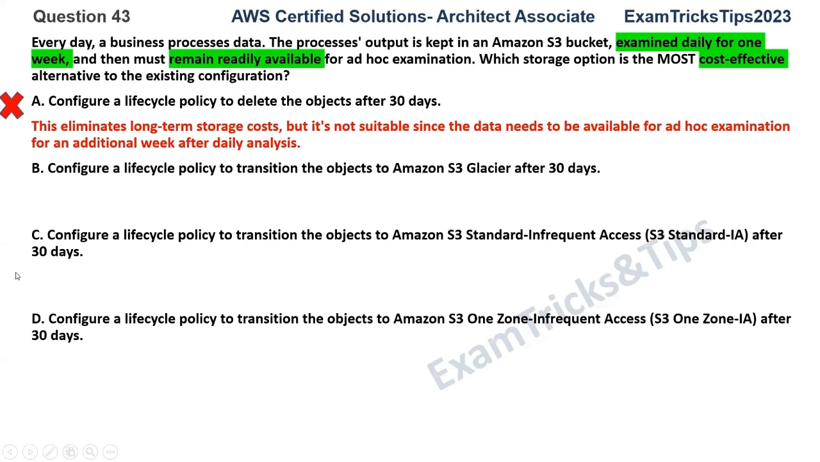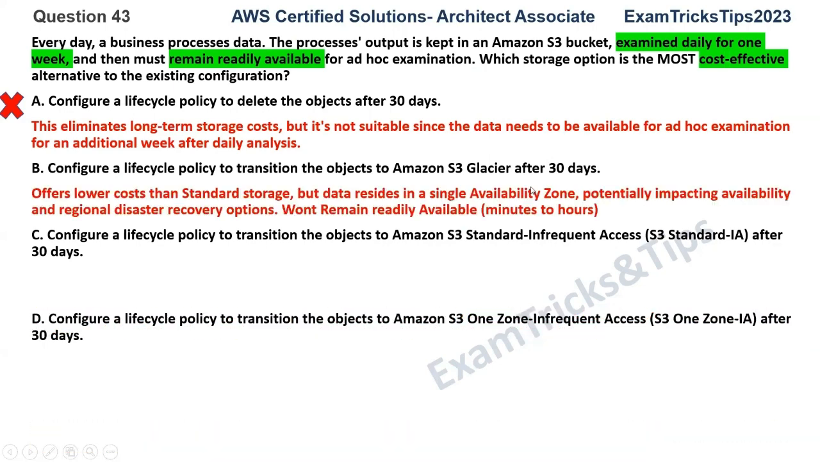Then option B says, let's move it to S3 Glacier after 30 days. And we just discussed, we cannot use S3 Glacier here because we want the data to be available readily. If we move the data to Glacier, it won't be available to you readily. It will take minutes to hours if you need some data from S3 Glacier. So that's ruled out. Then we have option D, which says, let's move the data to Single Availability Zone Infrequent Access. Now, as we've said, this option reduces the availability for you. I don't think we should be reducing any availability.